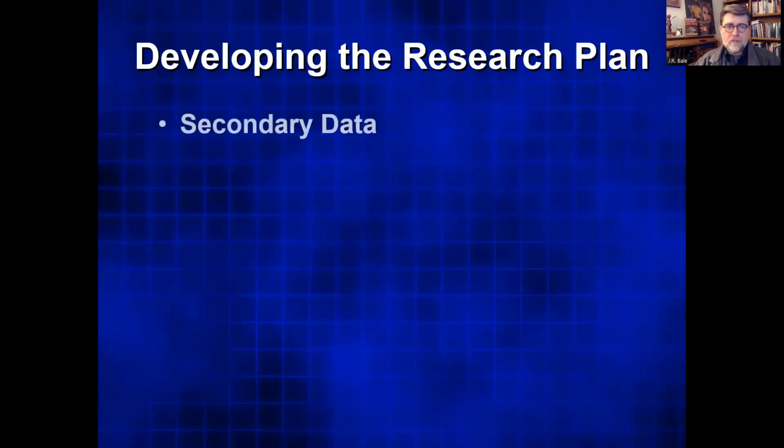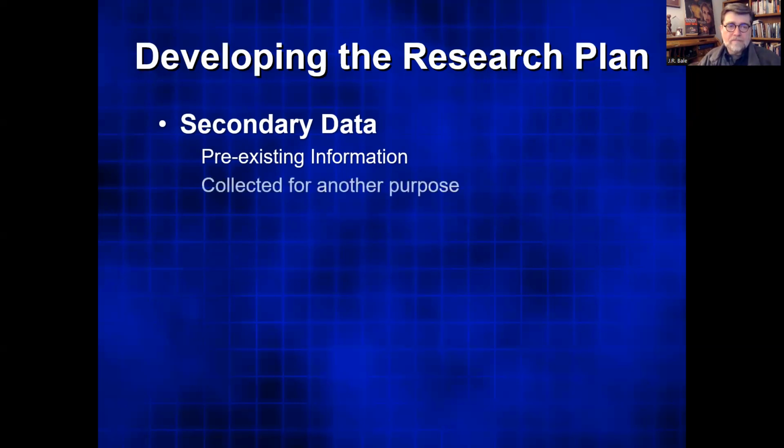in developing a research plan, there's two general sources of data, or two types of data. First, I'm going to talk about secondary data. Secondary data is data that pre-exists. You don't have to go out and generate it. It may not be immediately available to you, but it's already been accumulated, it might even have been analyzed already. And it was usually collected for another purpose.